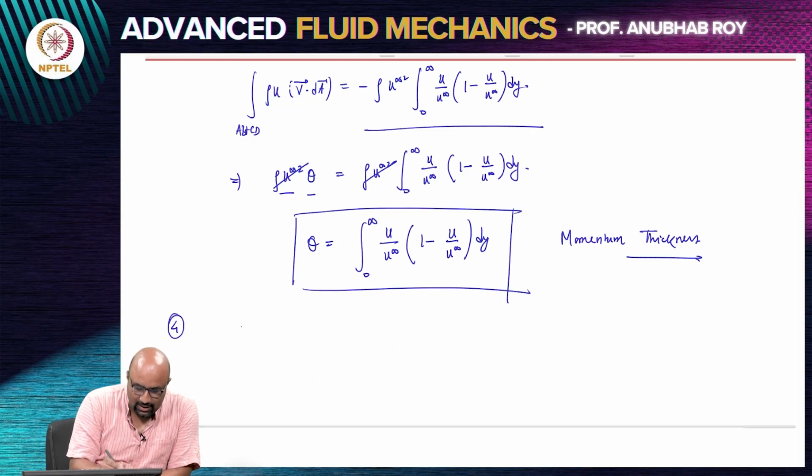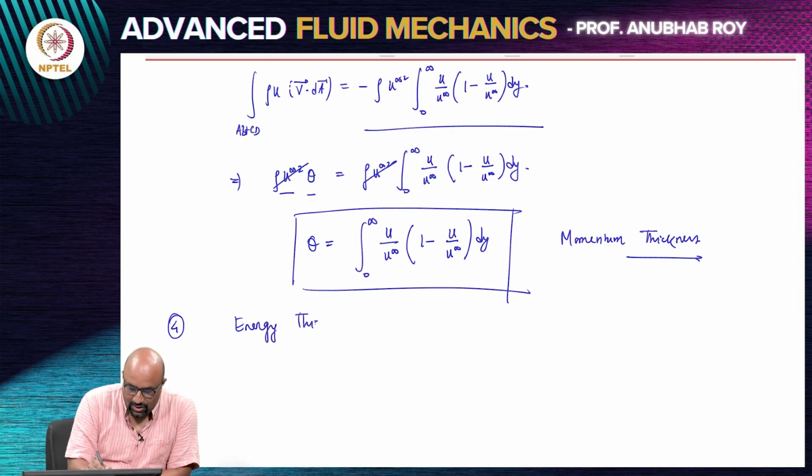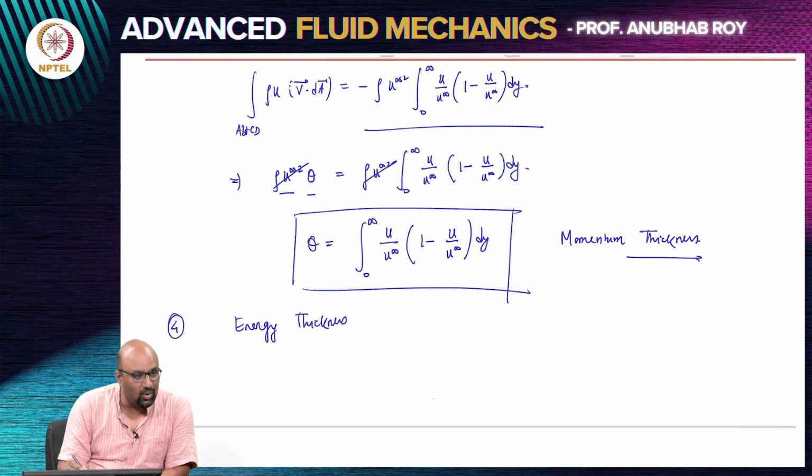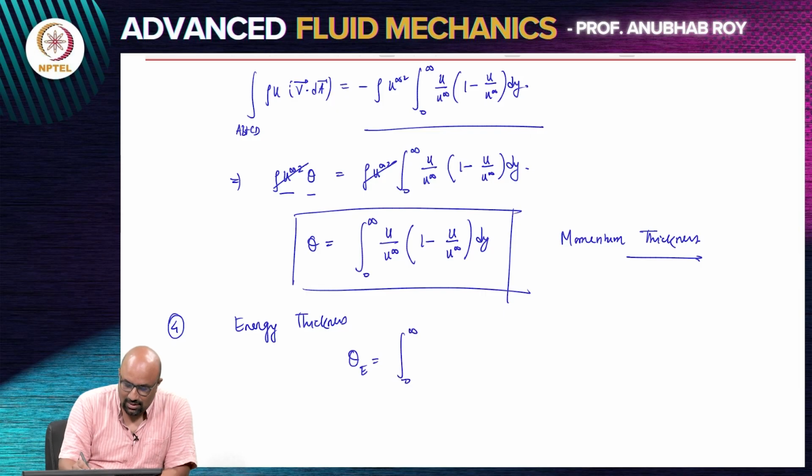Now, you can carry this argument forward and do it for other kinds of losses. We are not going through a full derivation once again, but you can argue it in terms of an energy loss, and the energy loss based thickness will turn out to be of the following form.